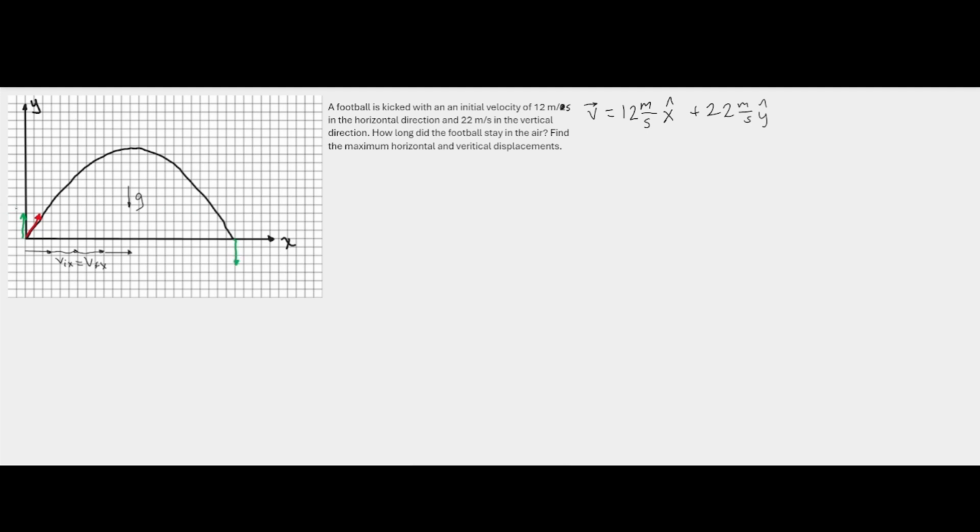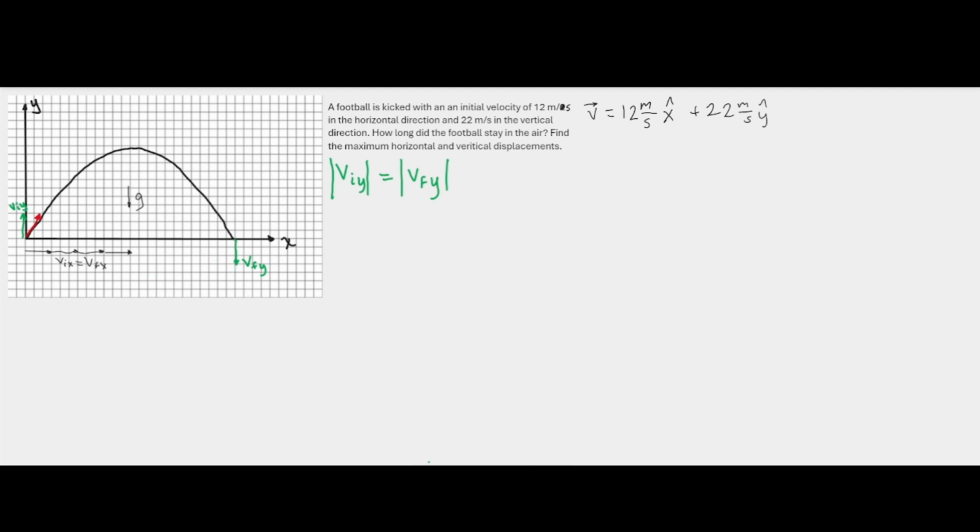So we can call this V initial in the y direction, and this over here we can call V final in the y direction. And the magnitude of V initial in the y direction equals the magnitude of V final in the y direction. So the signs are going to be different. This one's pointing upwards and this one's pointing downwards, so clearly this one is negative. But the magnitude is the same. The length of these vectors is going to be the same.